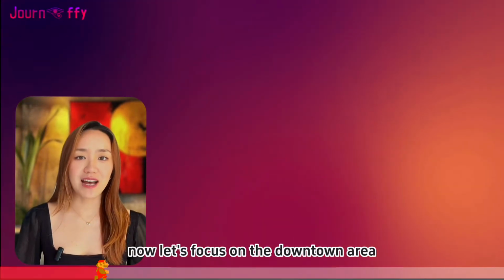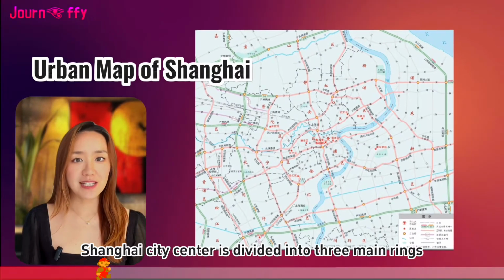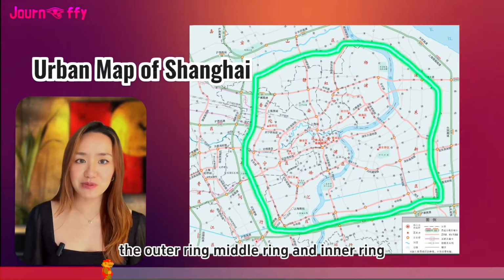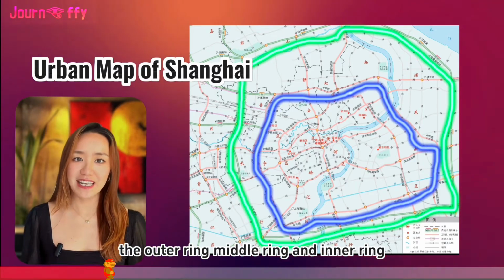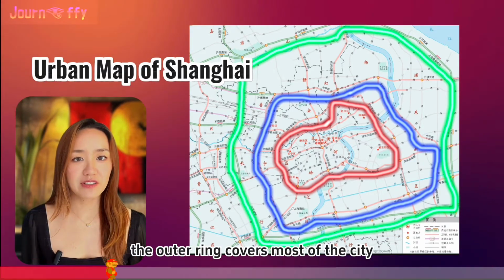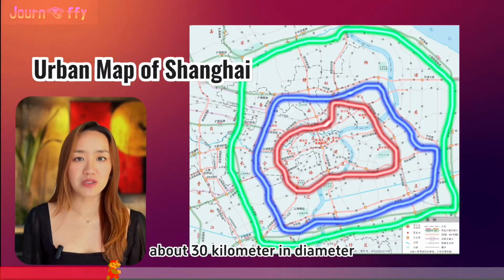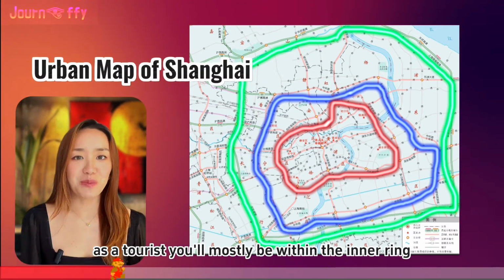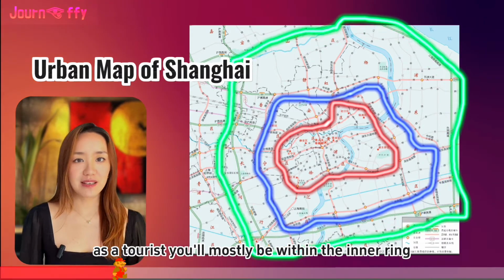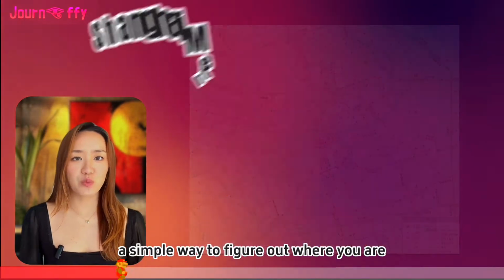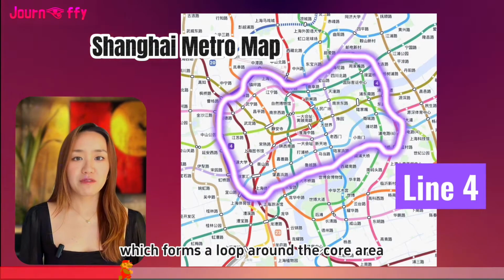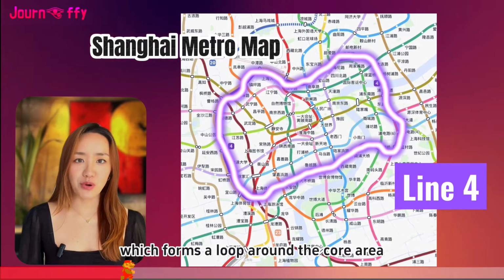Now let's focus on the downtown area. Shanghai city center is divided into 3 main rings: the outer ring, middle ring, and inner ring. The outer ring covers most of the city, about 30 kilometers in diameter. As a tourist, you'll mostly be within the inner ring. A simple way to figure out where you are is by looking at Metro Line 4, which forms a loop around the core area.